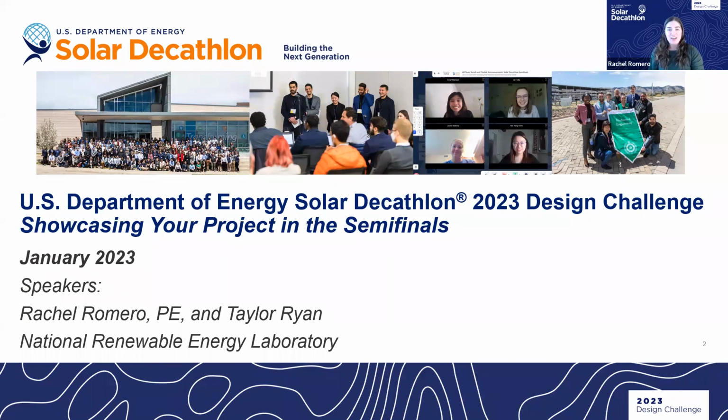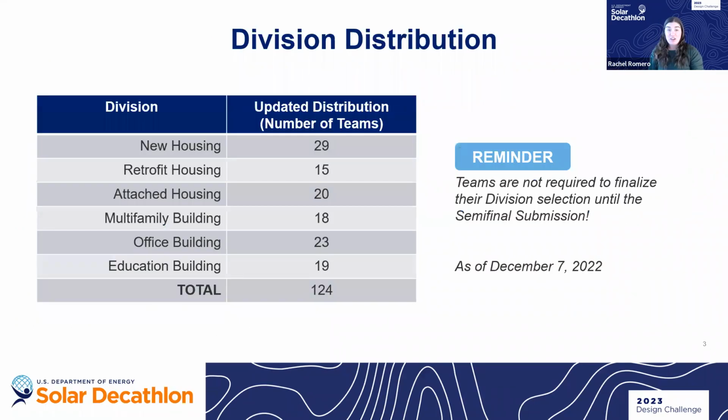So now we have a current division distribution of teams. You can see on this slide, the teams are distributed through the divisions. You are not required to finalize your division selection until the semifinal submission. So if this chart influences that selection, feel free to change your project up until that February submission date.